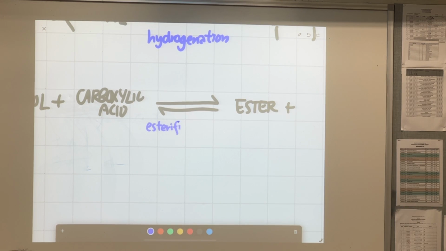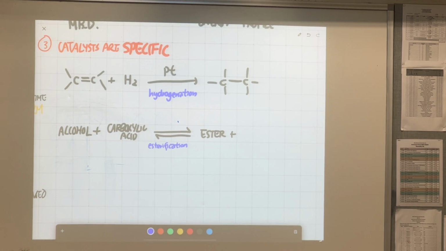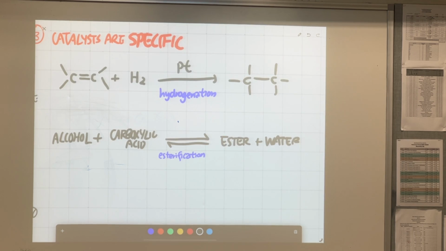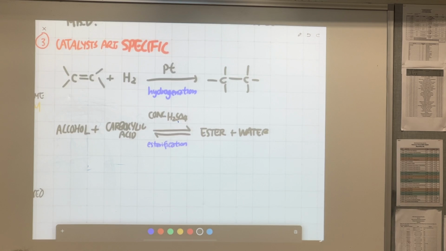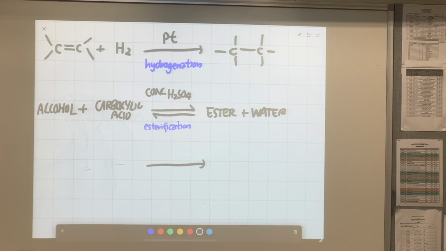Write down esterification. So you have water and ester on the right. The catalyst is concentrated sulfuric acid. But this is not a transition metal catalyst, but nonetheless it's a catalyst. Okay? We have also the making of ammonia.